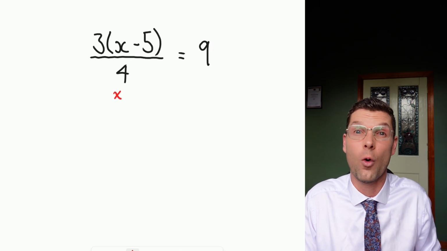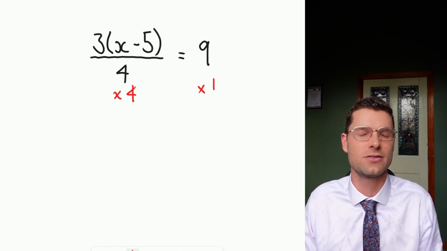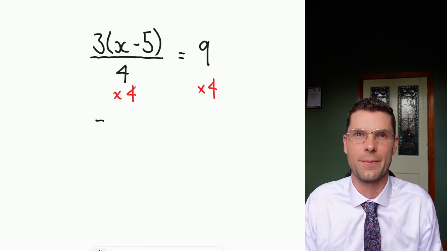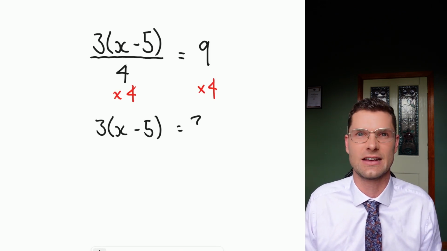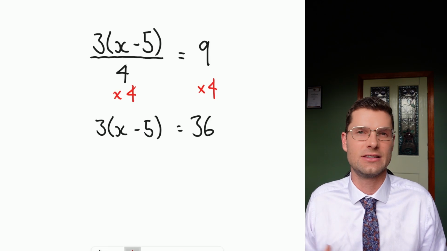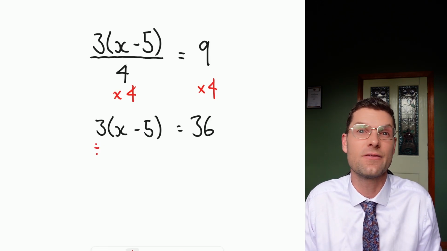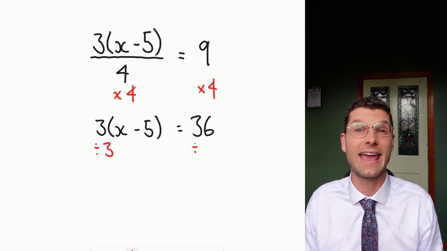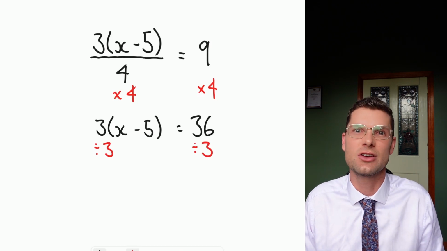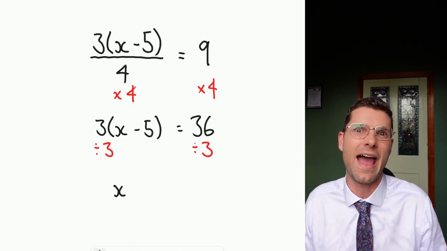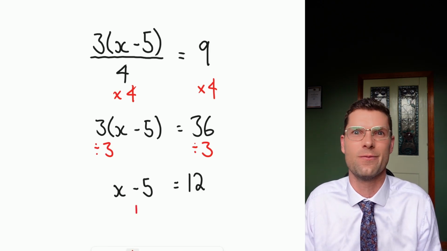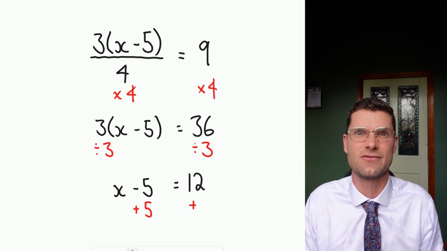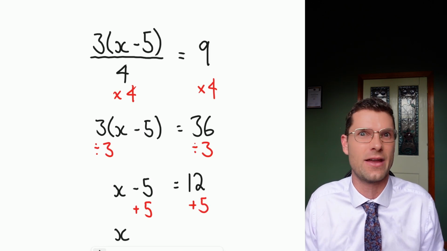The divided by 4 is the furthest thing away from my letter, so I'm going to times both sides by 4. Now I've got 3, x minus 5 is all equal to 36. So now I've just got my brackets and 36 on the other side. And lucky for us, if I divide both sides by 3, I'm going to keep that whole number. So if I divide both sides by 3, I'm going to have x minus 5 is equal to 12. Now to finish off, to get rid of minus 5, I just have to plus 5. So I've just got x is equal to 17, and we're done.